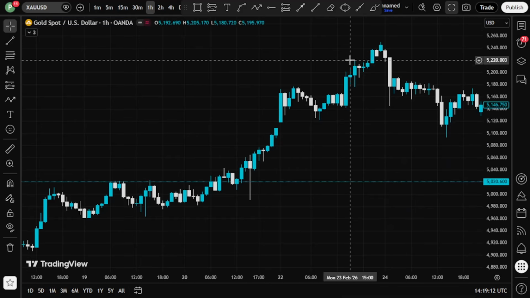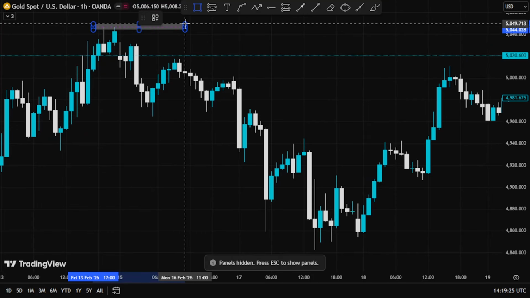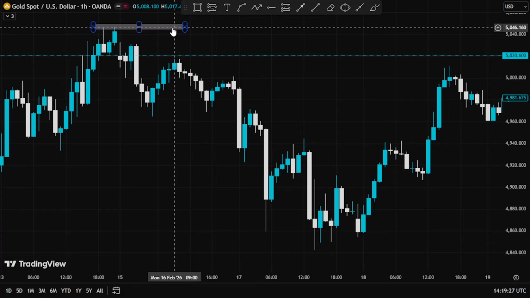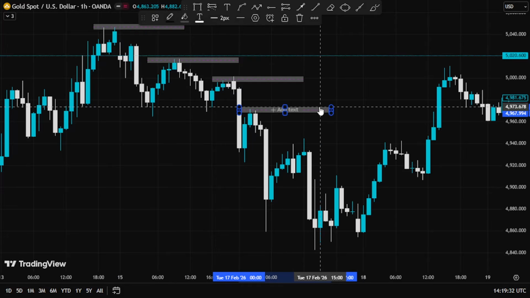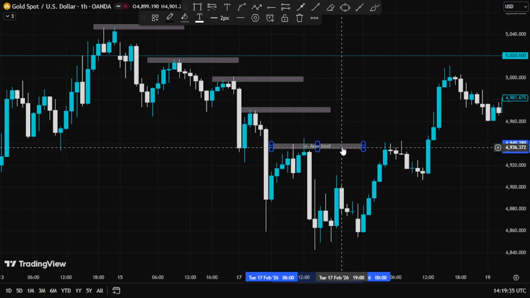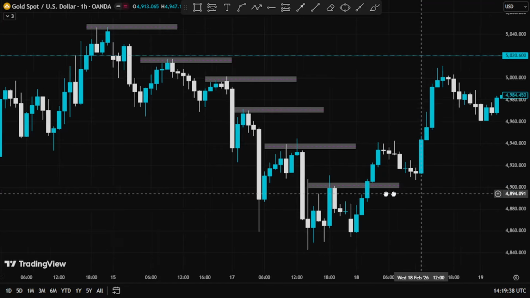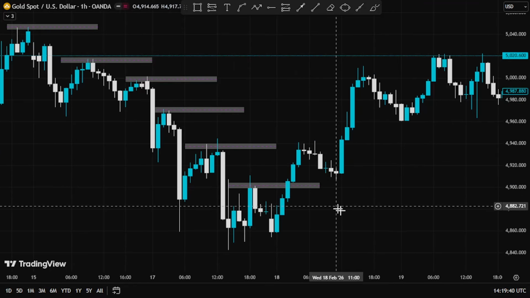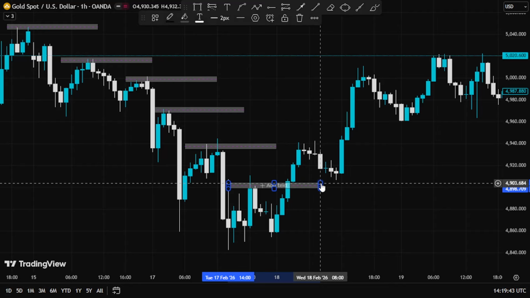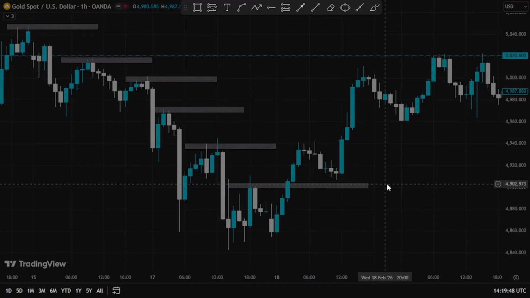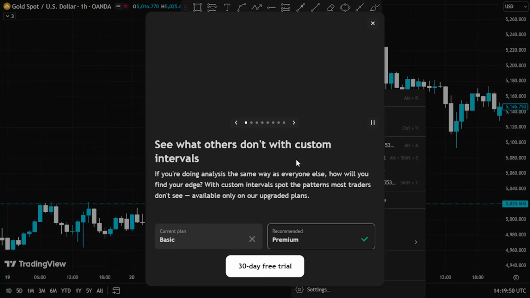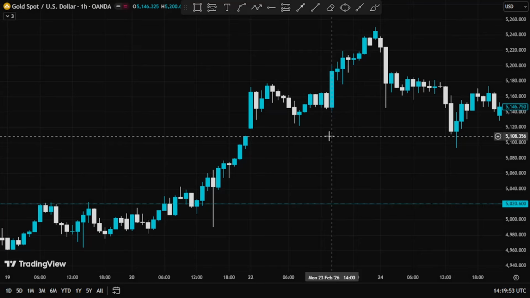You can see that when gold was in a downtrend from here, it was making resistance levels that it was respecting. Resistance level respected, resistance level respected, resistance level respected. Then price broke this resistance level here. So when price breaks this resistance level, you go to the lower time frame. So let's go to the lower time frame, the 5 minute time frame.